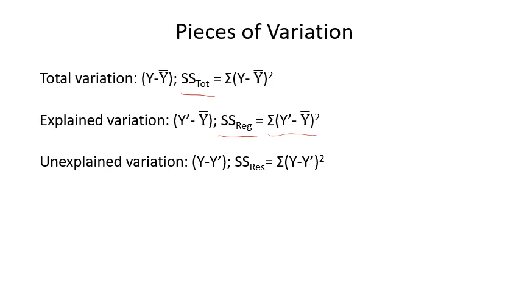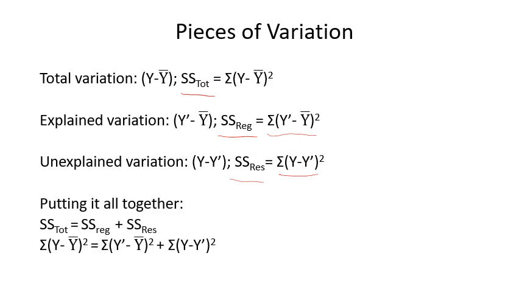And then finally, you have the unexplained variance. This is the sum of squares residual. The residual is the unexplained variation. It's also another way to say error. And this is the sum of each y minus the y predicted, squared. So when we put it all together, the sum of squares total actually equals the sum of squares regression plus the sum of squares residual.